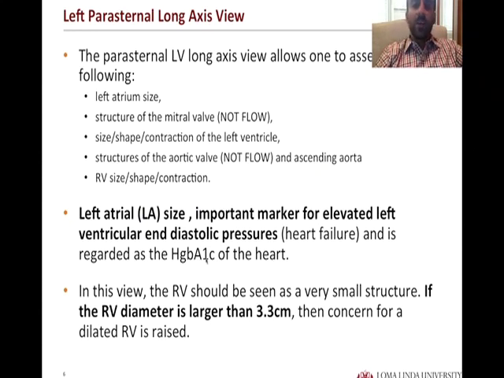Additionally, the RV, although we'll go back to that 2D picture in a second, often should be very small and not taking a large part of the picture. Because it is so close to the ultrasound probe, this is an ideal view to be able to get size estimation of the RV as well.